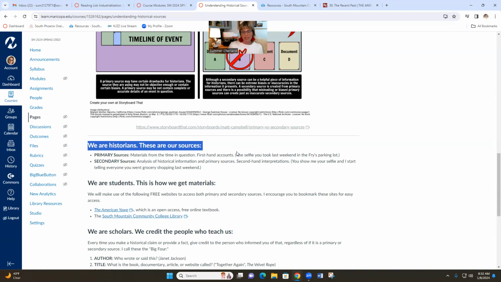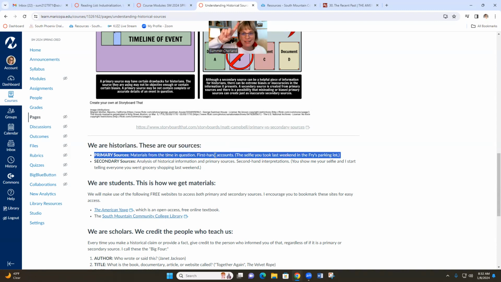Historians use lots of sources, but we tend to categorize them into two camps. First, primary sources. All semester long, every single week, every single day you see me, I will not just be telling you what happened during a certain era in question. I will be introducing you to historical themes and proving that with primary sources.